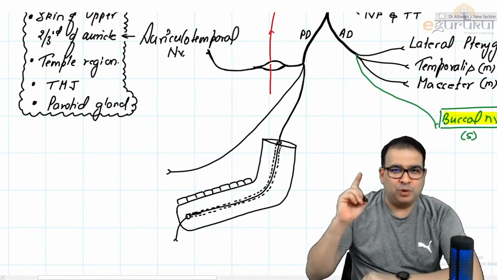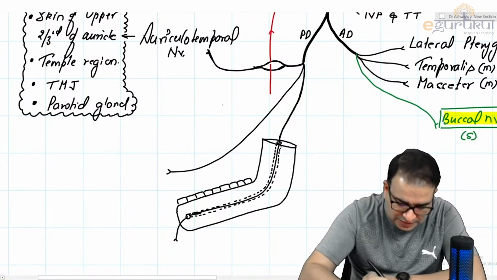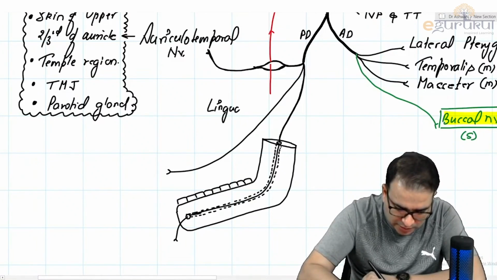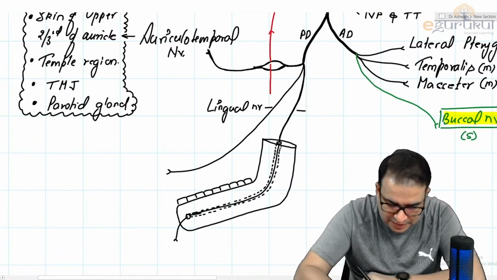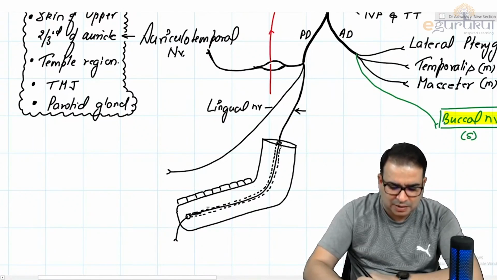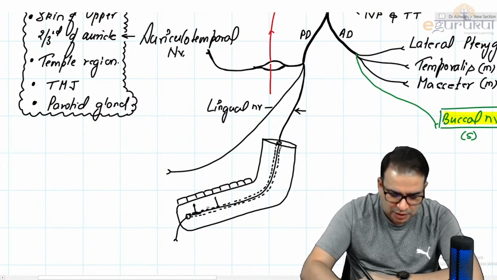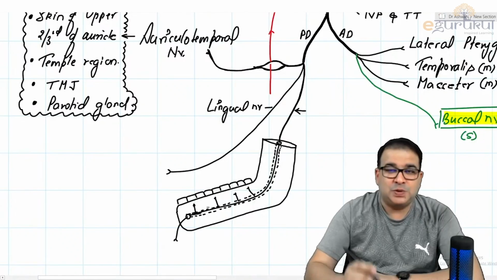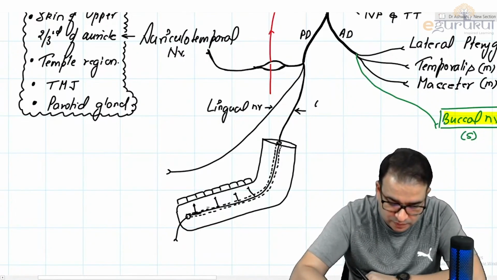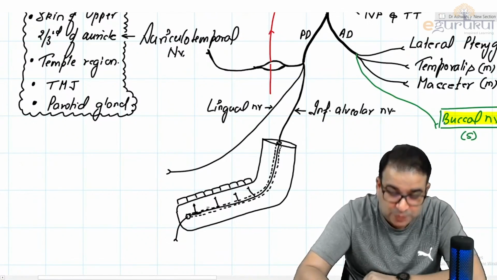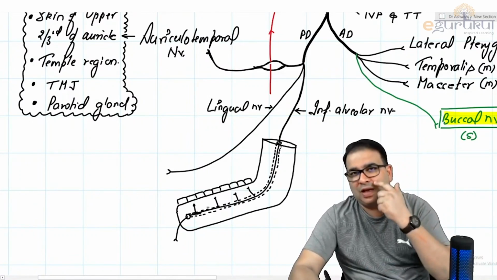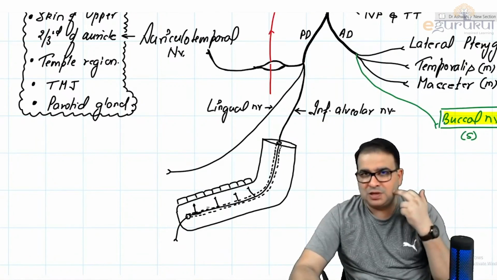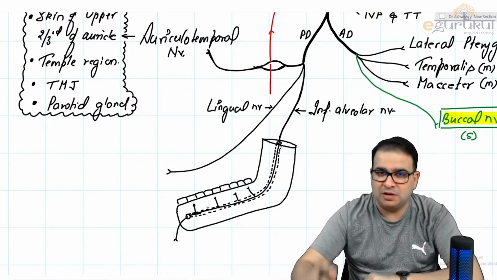So three branches: auriculotemporal, then the lingual nerve, the next nerve we are looking at here. And the third nerve you see is entering inside the mandible. If a nerve is running inside the mandible, obviously it will be giving branches to the lower gums and teeth. That's why this nerve is called the inferior alveolar nerve. We saw superior alveolar nerves coming from the maxillary: anterior superior alveolar, middle superior alveolar, and posterior superior alveolar. This is one only, the inferior alveolar nerve running inside the mandible.